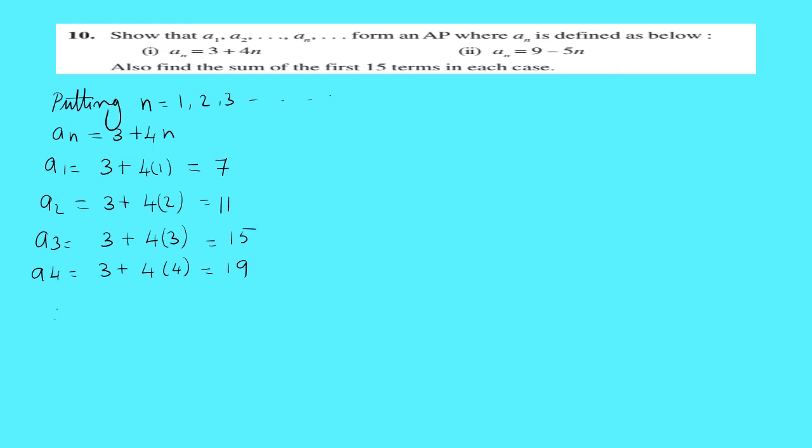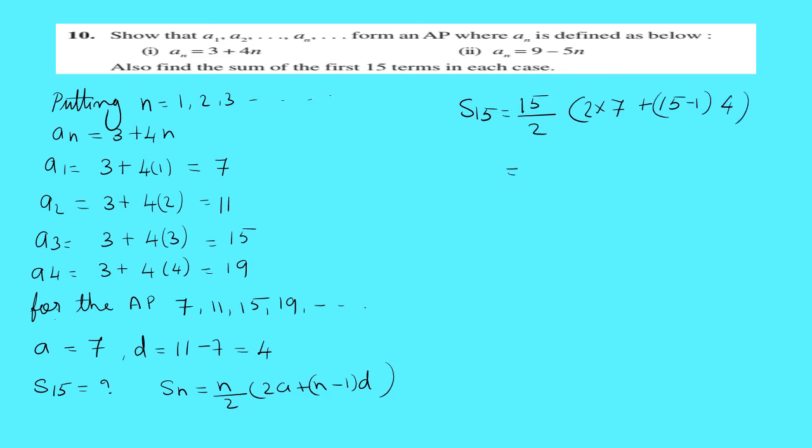Now for the AP 7, 11, 15, 19, etc., A equal to A1, the first term, that is 7. D equal to A2 minus A1, that is equal to 4. And you have to find the sum of first 15 terms. That means you have to find S15.